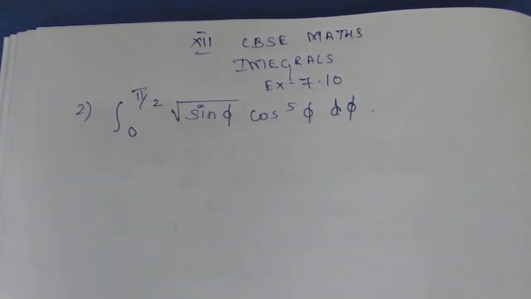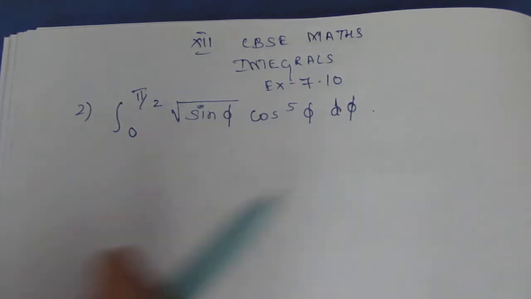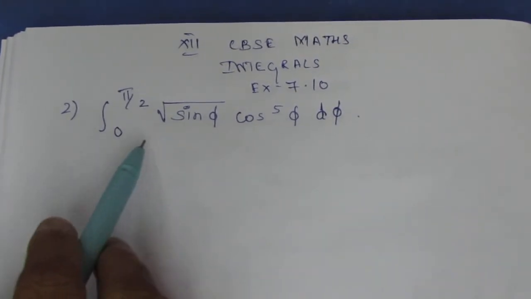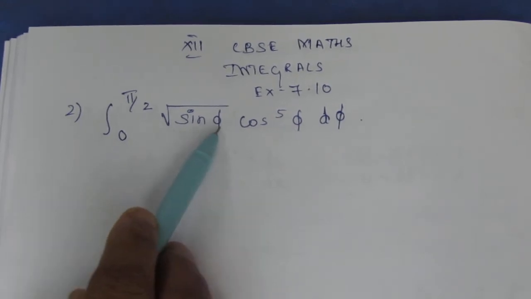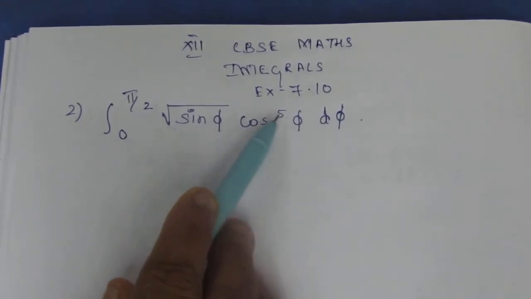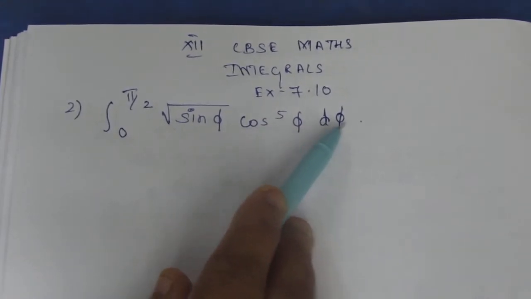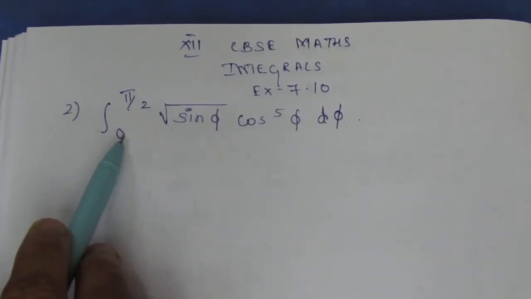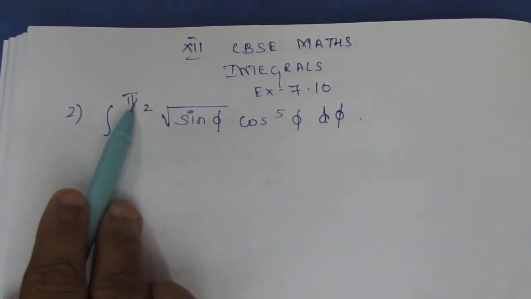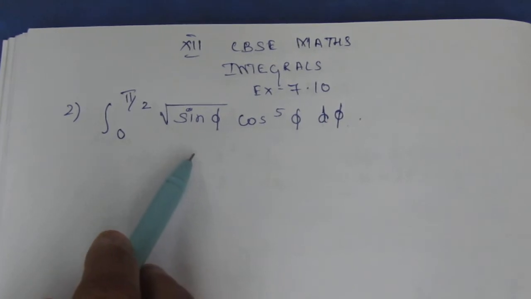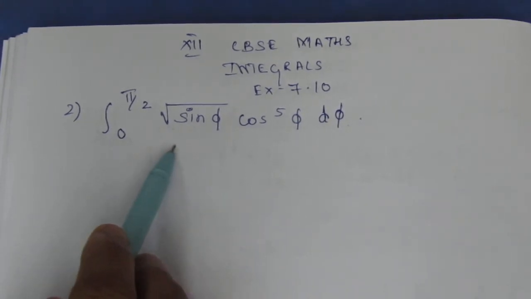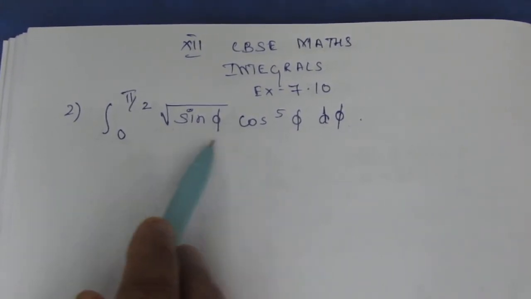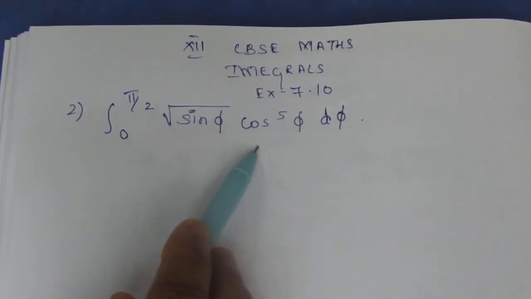Today we are going to see Class 12 CBSE Maths Integrals, exercise 7.10, question number 2. Let's see the question. Integrate root of sine phi into cos power 5 phi d phi from 0 to pi by 2. Here we are going to use the substitution method. For the substitution method, we need to integrate this.